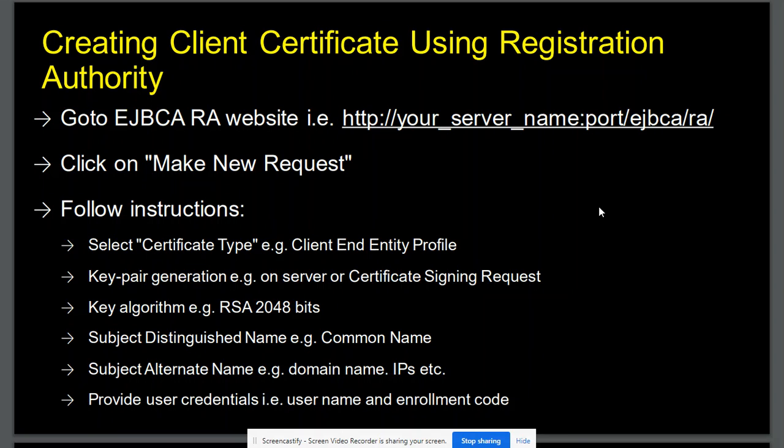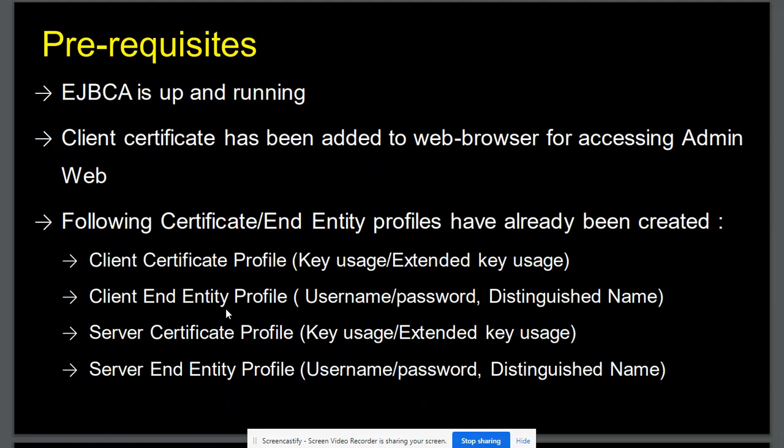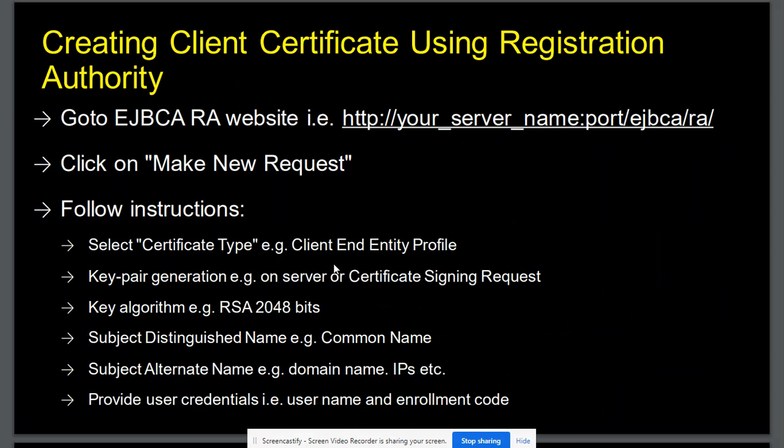So first of all, we will go to the RA website, and over there we will click on the make a new request option, and then we have to follow the instructions. The first one is to select the certificate type. For us, we will be selecting the client entity profile, which we have already created. What that profile will do is pre-populate a lot of things for us.